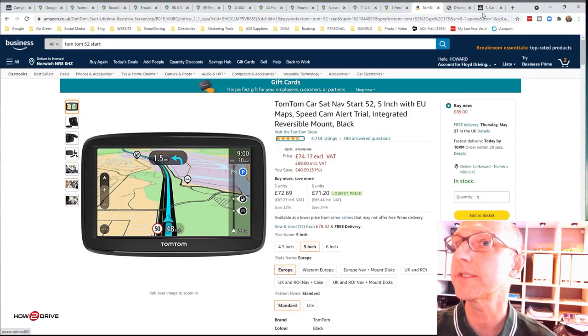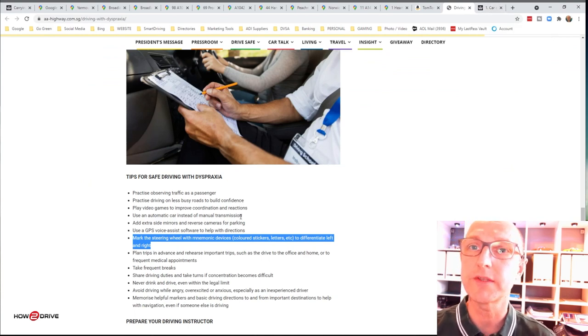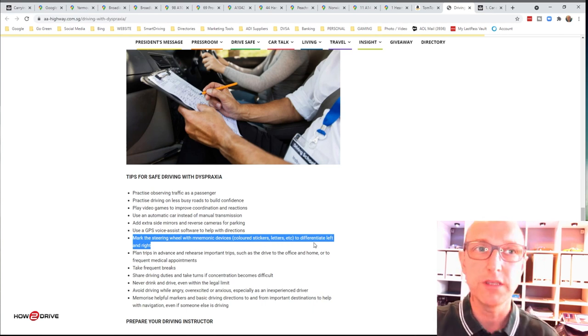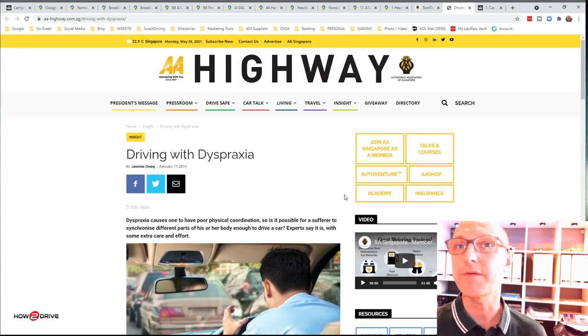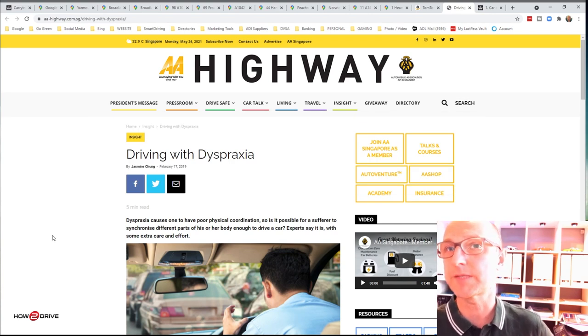I have found the section. This site is just dealing with the dyspraxia. So look, mark the steering wheel with mnemonic devices, coloured stickers, letters, etc. You could even write left and right on their hands. That site there is AA Highway Driving with Dyspraxia.